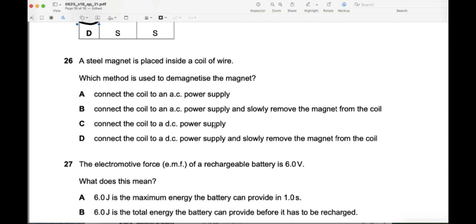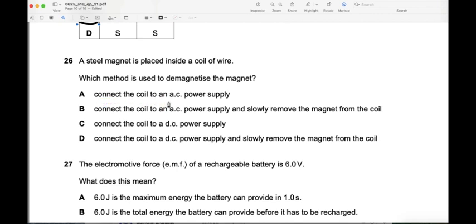We'll move to the next one. A steel magnet is placed inside a coil of wire. Which method is used to demagnetize the magnet? If you want to demagnetize the magnet, you put it in an AC supply. Is that okay? So let's see which method is used to demagnetize the magnet.